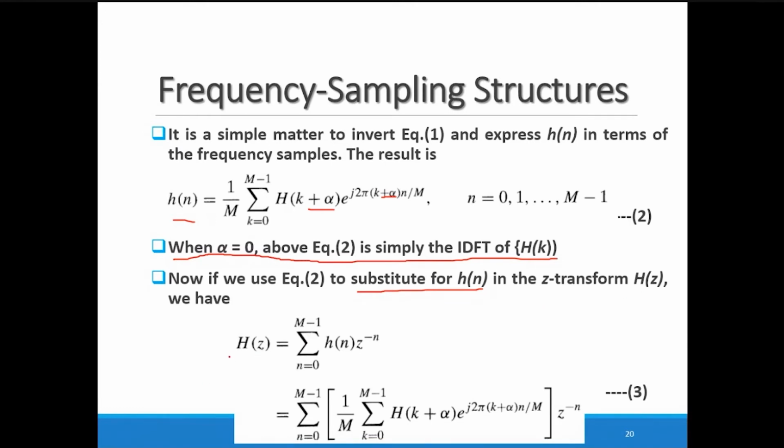So our equation of H of z is sigma n equal to 0 to M minus 1 h of n into z raised to minus n. Now here you have to apply the value of this h of n. So I am applying the value of this h of n over here.